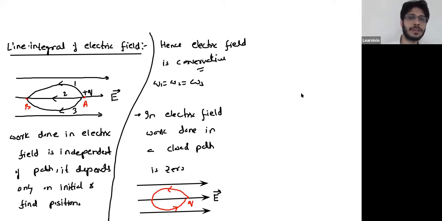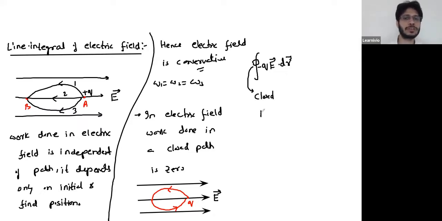So in a conservative field, net work done is zero. And the formula of work done is minus of Q E dot dr. Now, since we are integrating over a closed path, we put a closed sign. This closed sign simply means that the path is closed, it's moving in a closed path. This comes out to this.